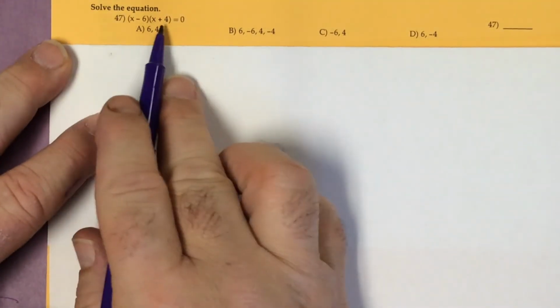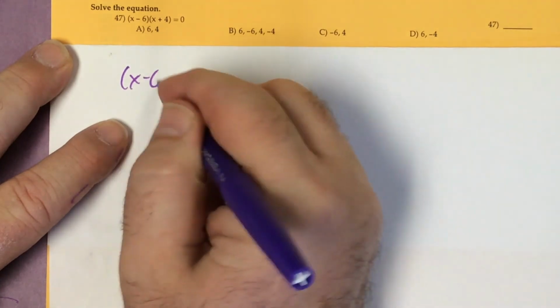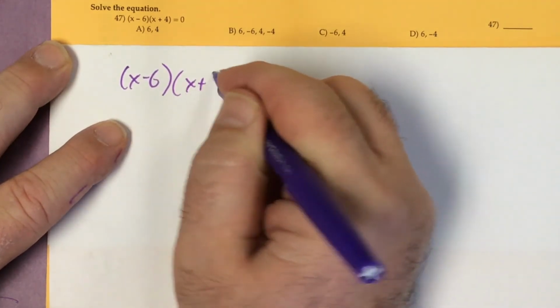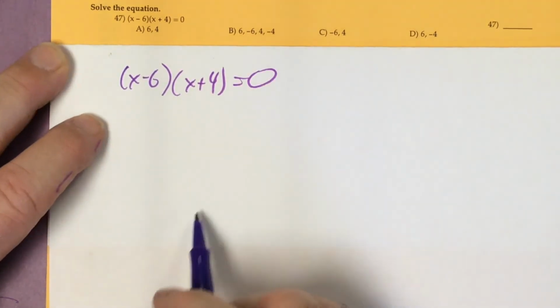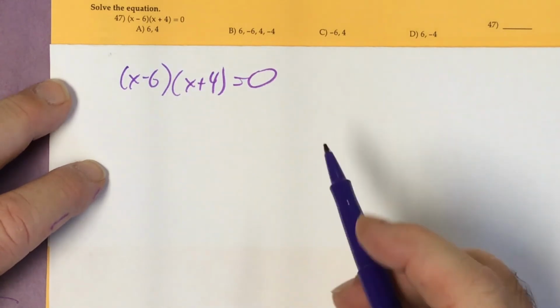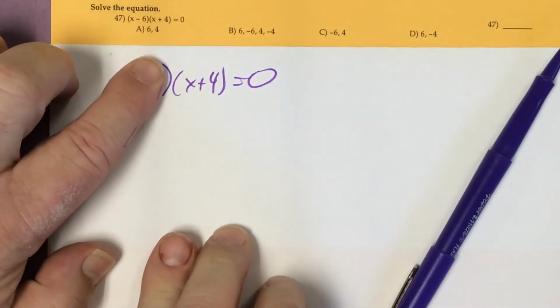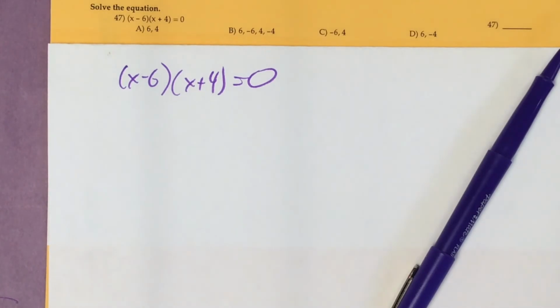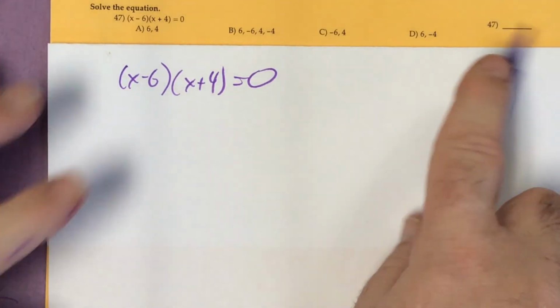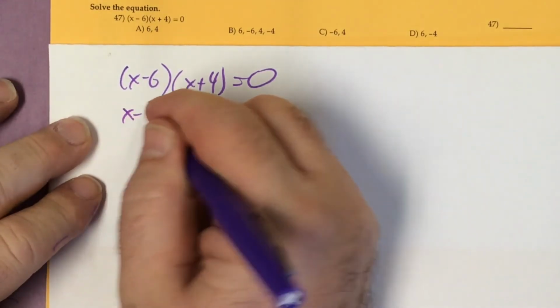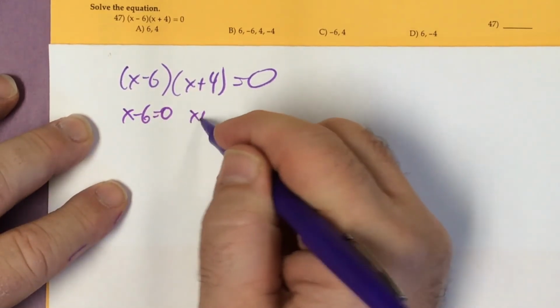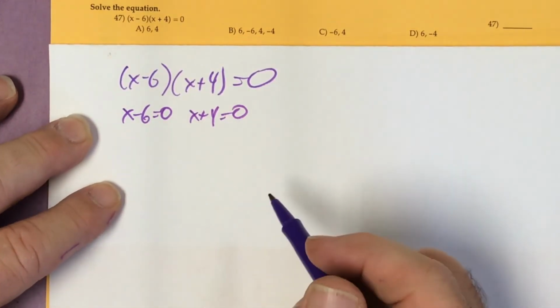So what I'm going to do with this now is I'm going to take x minus 6 times x plus 4, and I'm going to set this equal to 0. Well, the way we get this equal to 0 is either x minus 6 has to equal 0, or x plus 4 has to equal 0. So how that's going to happen, and to find those values, we'll set x minus 6 equal to 0. We'll set x plus 4 equal to 0.